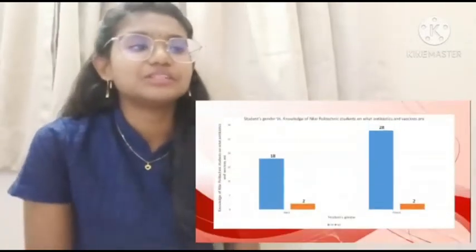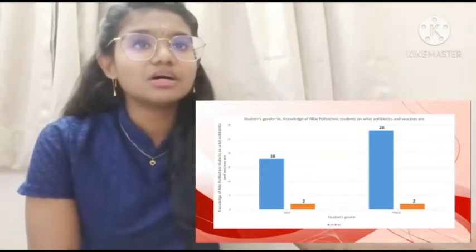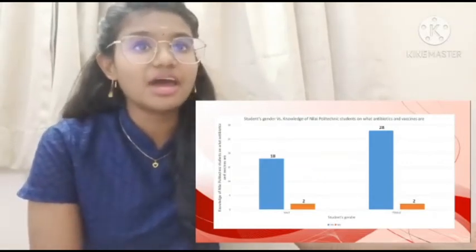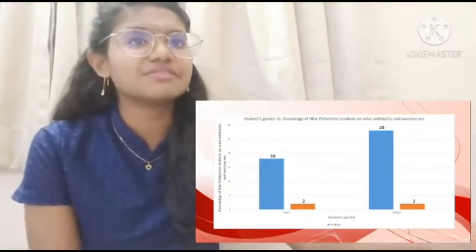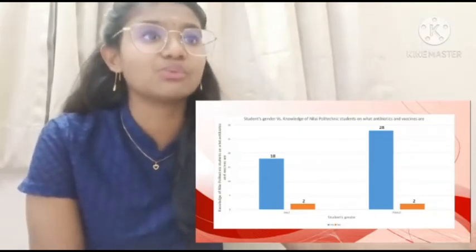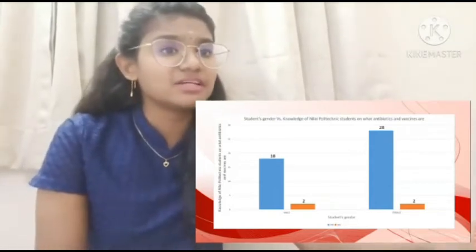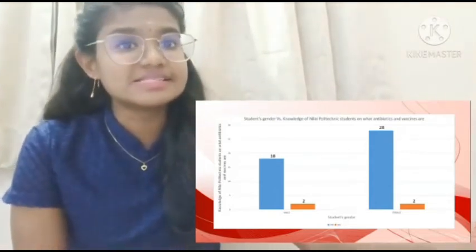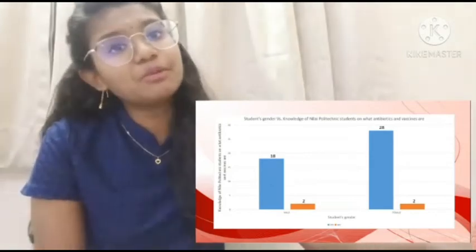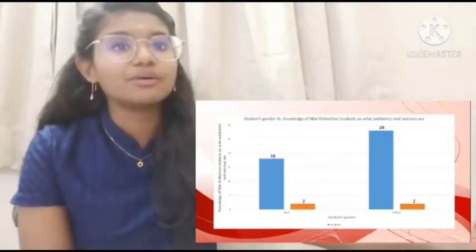So let's proceed to question number 1. This is a bar graph, and the title for this graph is Students' Gender versus Knowledge of Nilai Polytechnic Students on What Antibiotics and Vaccines Are. Here we have students' gender on x-axis and knowledge of Nilai Polytechnic students on what antibiotics and vaccines are on y-axis.